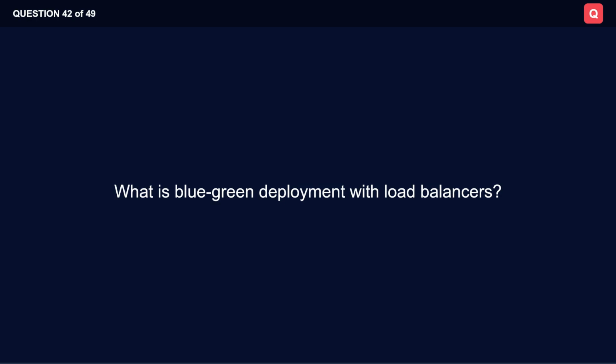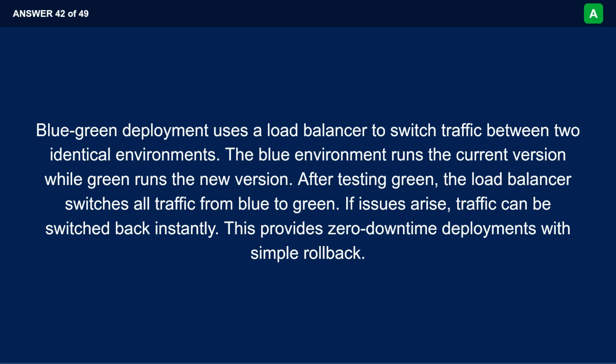What is blue-green deployment with load balancers? Blue-green deployment uses a load balancer to switch traffic between two identical environments. The blue environment runs the current version, while green runs the new version. After testing green, the load balancer switches all traffic from blue to green. If issues arise, traffic can be switched back instantly. This provides zero downtime deployments with simple rollback.